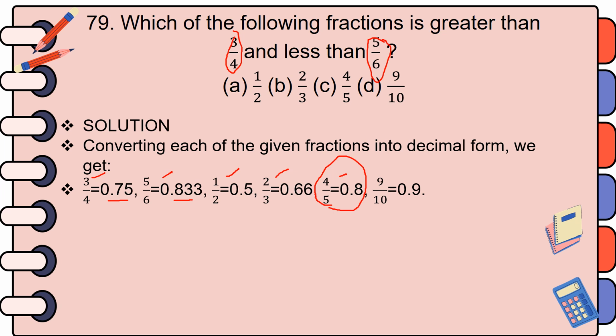So your answer for this question is 4 over 5, or choice C. So first convert the fractions into their decimals and compare the decimals. Then after that you can get the answer for questions which are similar to this one.